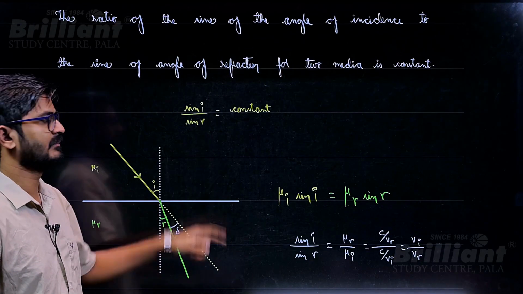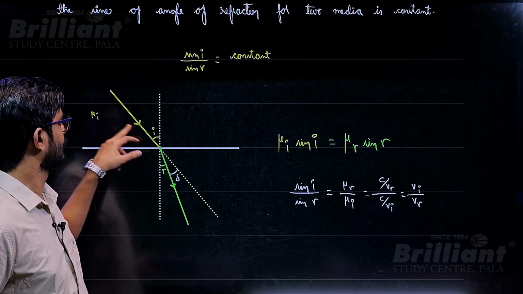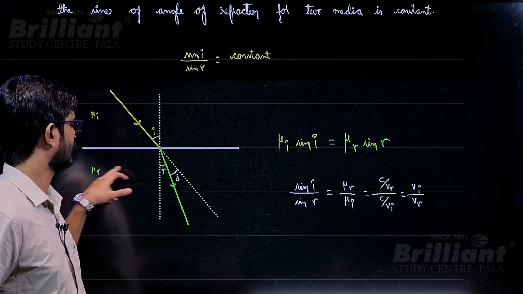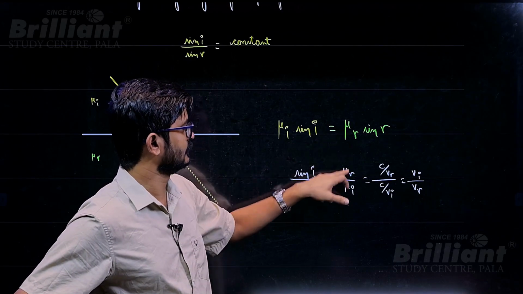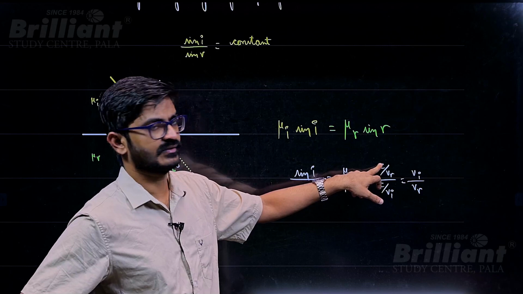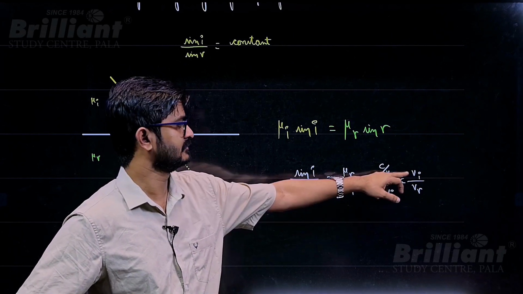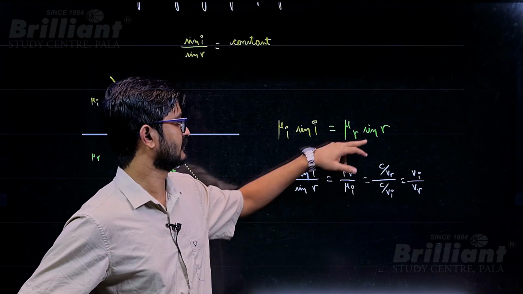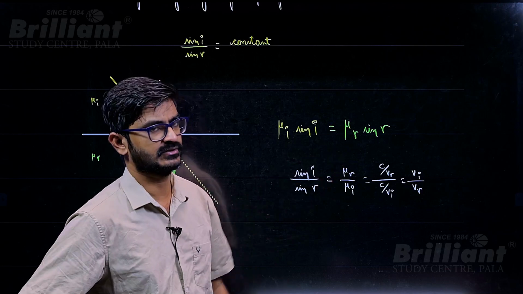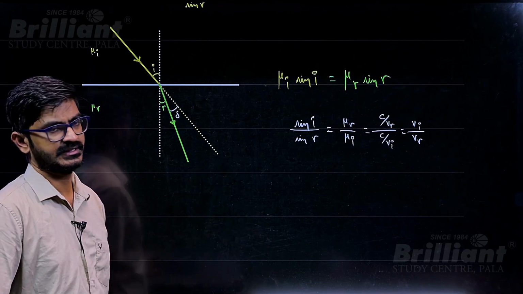Anyway, we won't remember it this way; we will see Snell's law the other way: mu i sin i equals mu r sin r. From here you can find sin i by sin r, which is mu r by mu i, which is the ratio of speeds of light in the two media, and that is constant. That's what Snell said, but we will remember this one: mu sin theta is constant, that is, mu 1 sin theta 1 equals mu 2 sin theta 2.